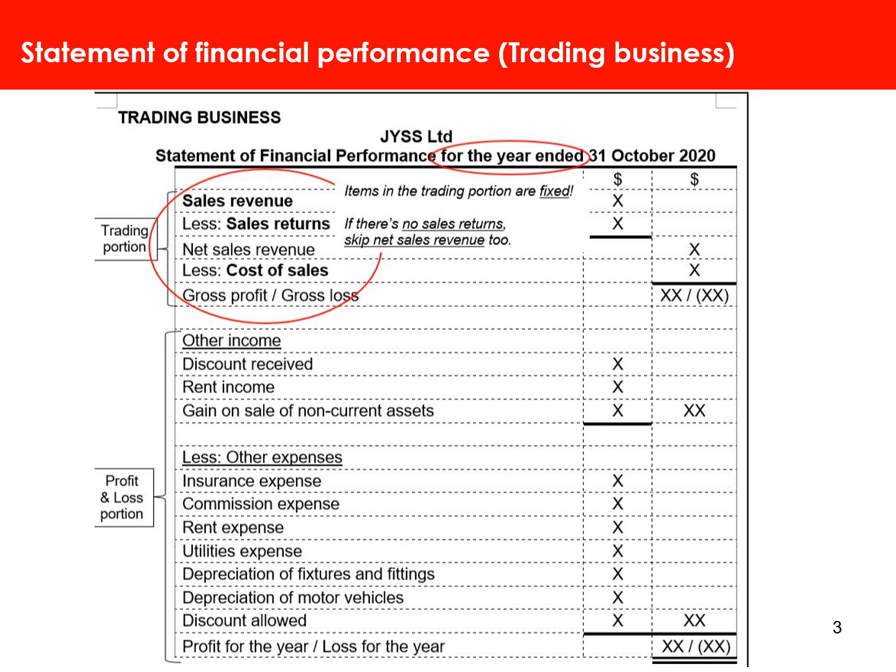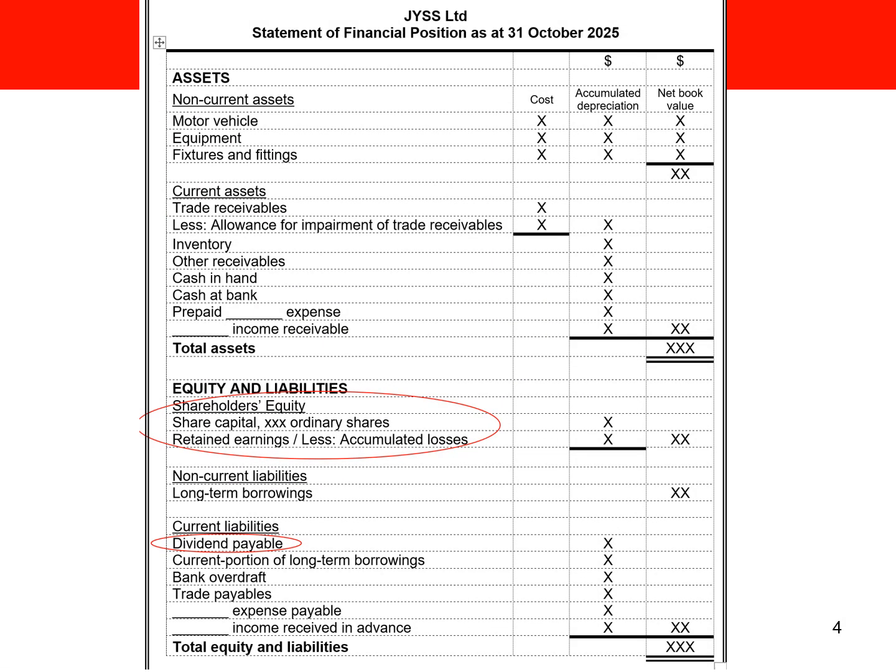So financial statements comprise two statements. One is what we call the statement of financial performance. In the performance statement, of course, we will have to calculate and see whether our business made a profit or loss for the year. Then in the next statement, you will need to prepare a statement of financial position.